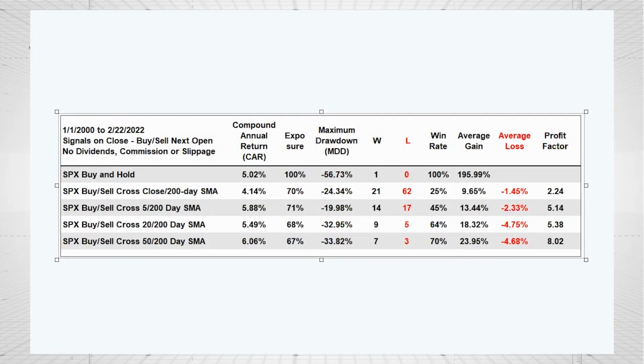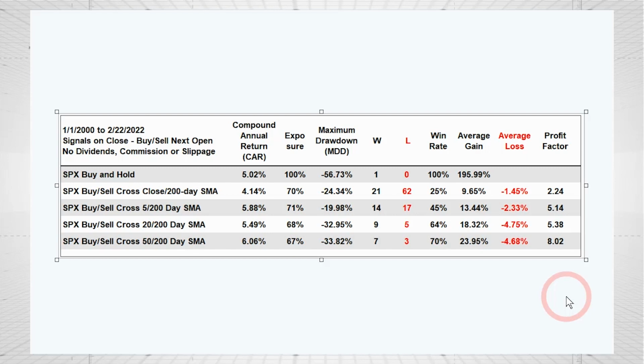Now, I also tested the golden cross, which is the 50/200-day cross, and it has the highest return, 6%, and exposure, 67%. It had a slightly higher drawdown than the 20/200 cross, but 34% is a big drawdown. It had a higher win rate, 70%, and it had the highest profit factor. So the 50/200 cross was indeed a golden cross until the COVID crash hit, and then you got that big drawdown.